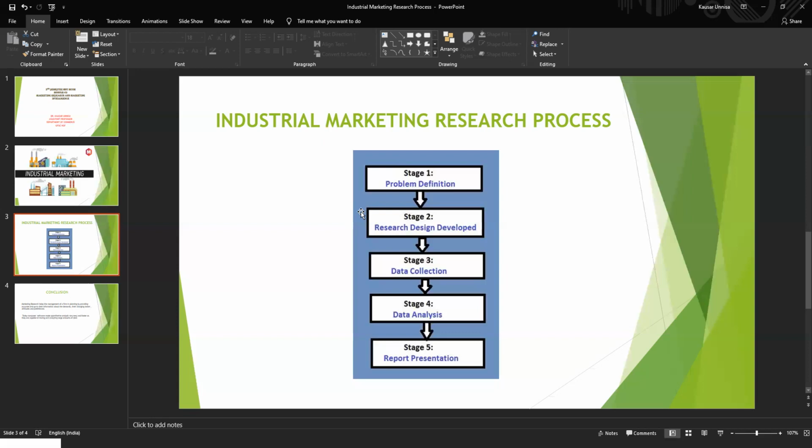And what are the methods of data collection? One is the qualitative research method, and another one is quantitative research. What is the qualitative research method? Generally, this type of research is undertaken to develop an initial understanding of the problem.